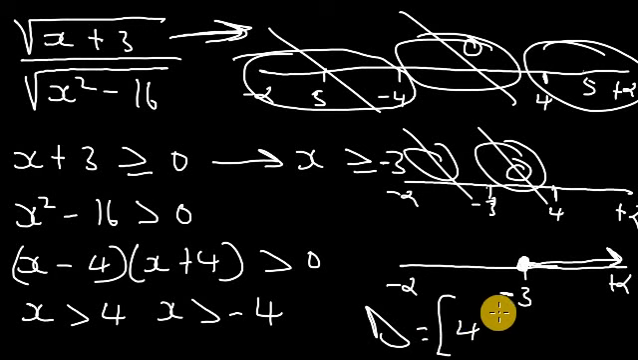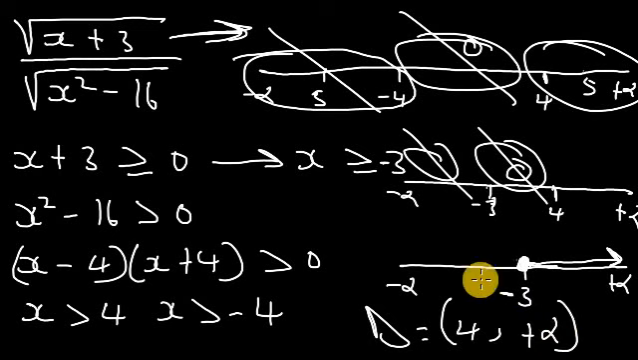Will it be including 4? It turns out that it won't be including 4. So we are using a parenthesis, then all the way to positive infinity, closed by a parenthesis. And this is the domain of this function. So hopefully now you know how to find the domain of a particular function.